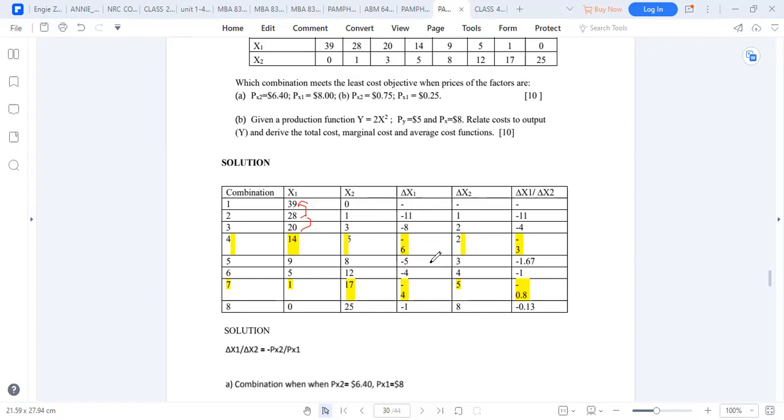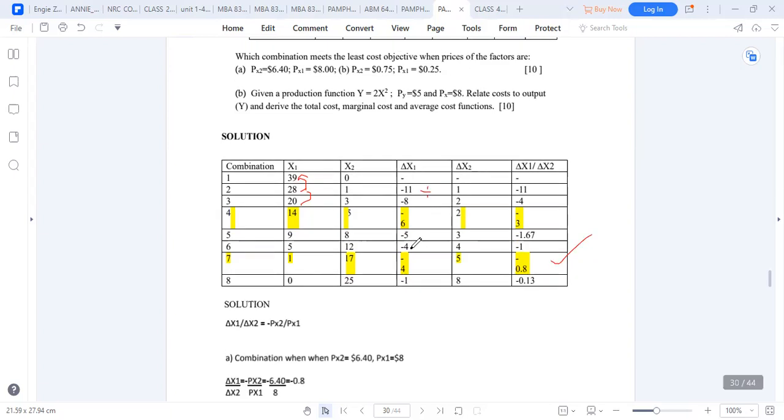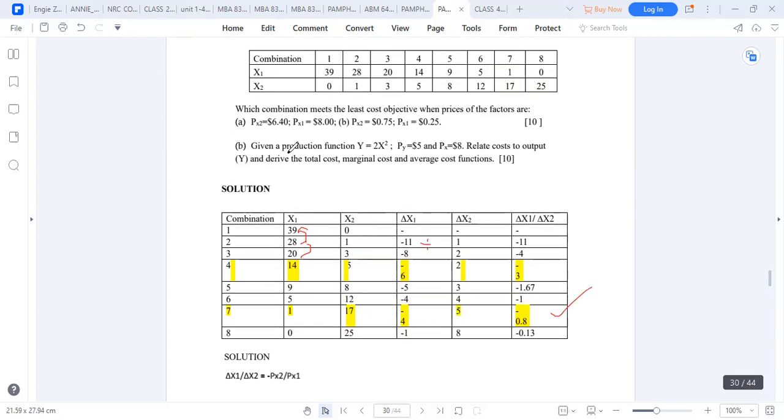Then after that, you now divide this one by that, -11. 8 divided by 2, -4. 6 divided by 2, -3. 5 divided by 3, we get these figures here. So we're just dividing change in X1 over change in X2. So these are the values there. Now, we've been given the price of what? Good. Price of input 2 and price of input 1.